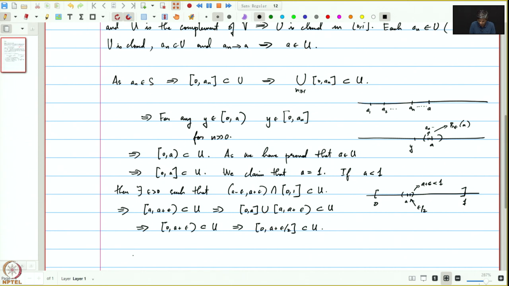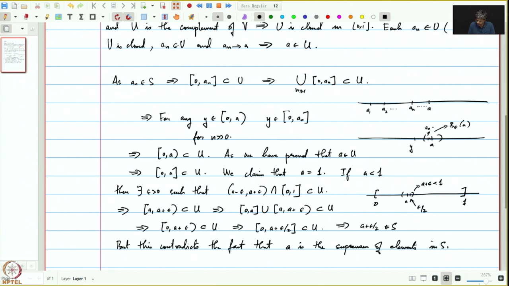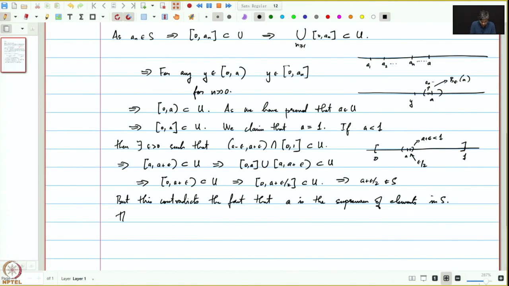Okay. So, but this contradicts the fact that, so this implies that A + epsilon by 2 is in S. Right, but this contradicts the fact that A is the supremum of elements in S. Right. So therefore, thus A is forced to be 1.